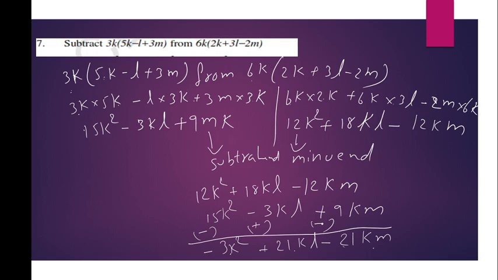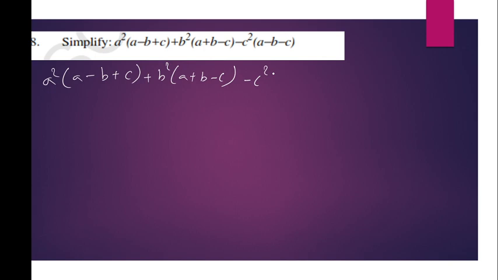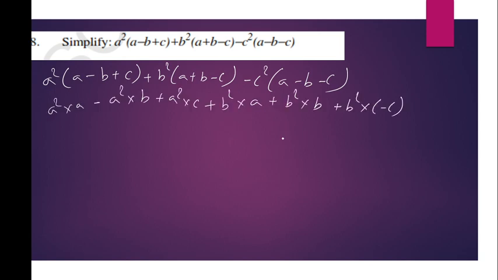Next, simplify a square into a minus b plus c plus b square into a plus b minus c minus c square into a minus b minus c. Now multiply a square inside: a square into a minus a square into b plus a square into c plus b square into a plus b square into b plus b square into minus c. Next, minus c square into a, minus c square into minus b, minus c square into minus c.